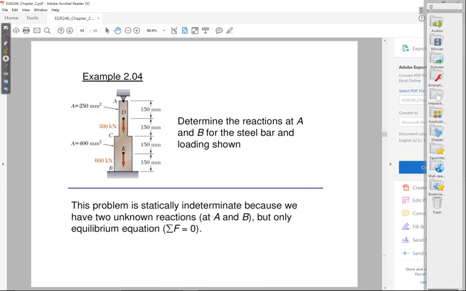This would not be something you could solve in statics. But in mechanics of materials, because we could make use of our deformation equation, this is something you could solve. And the way you're going to do it is through superpositioning. So how superpositioning works in a problem like this is as follows. You break this problem down into as many statically determinate problems as you need. In this particular case, you're going to break this down into two statically determinate problems.